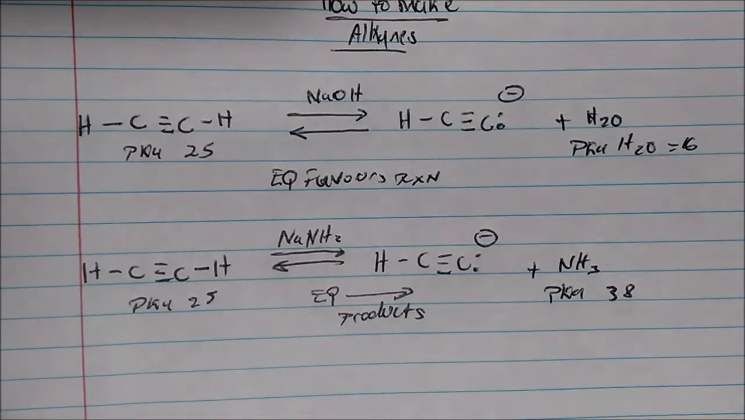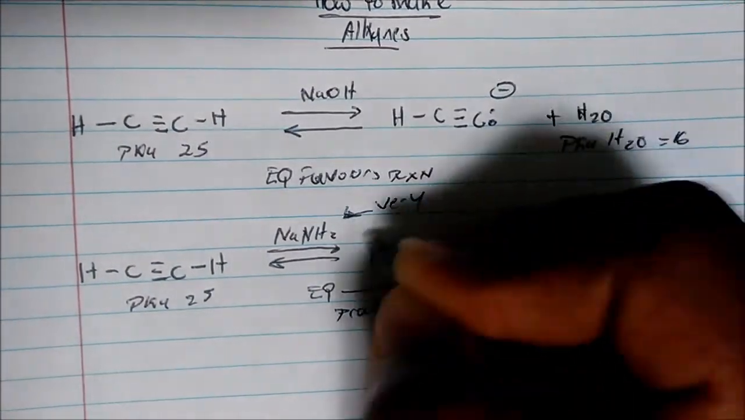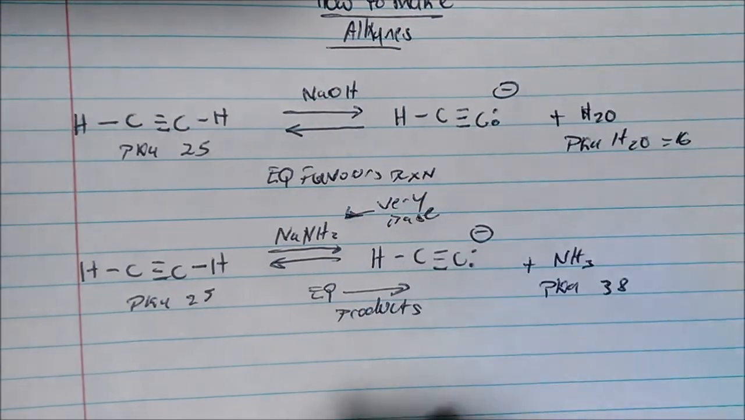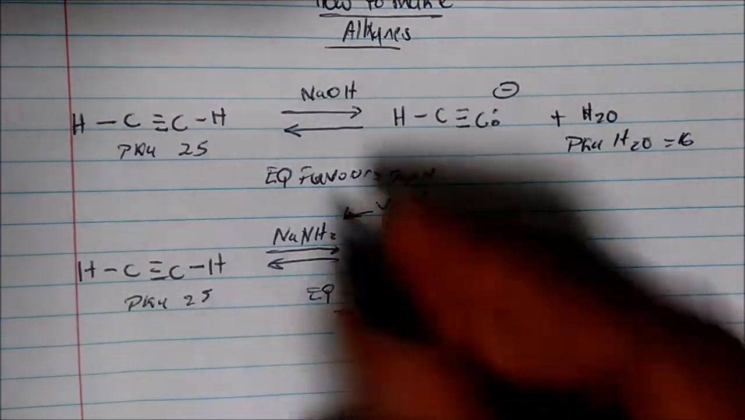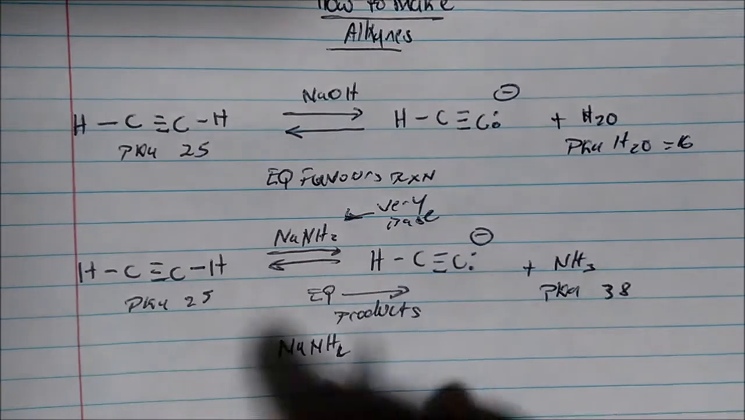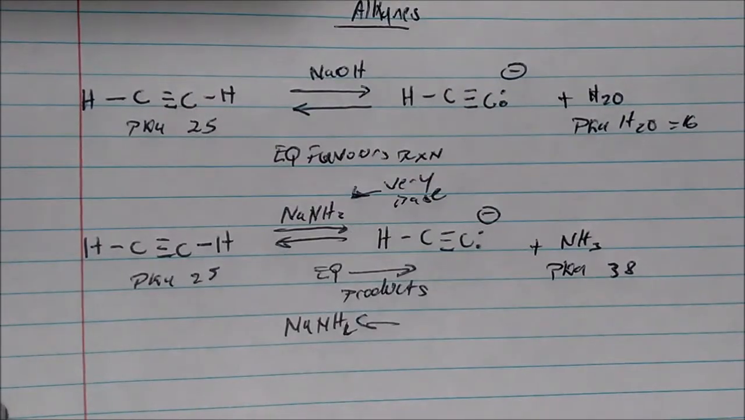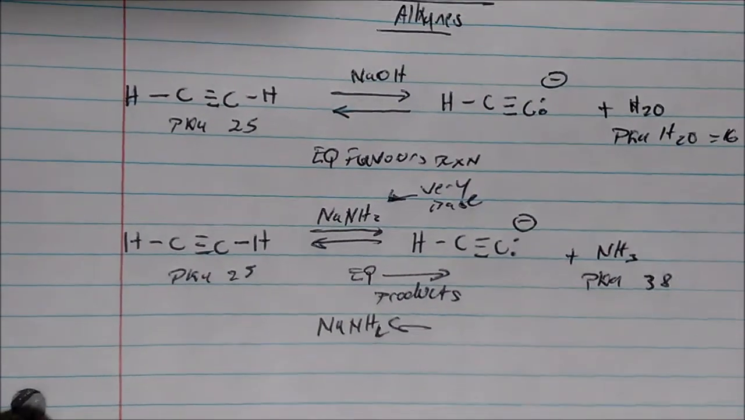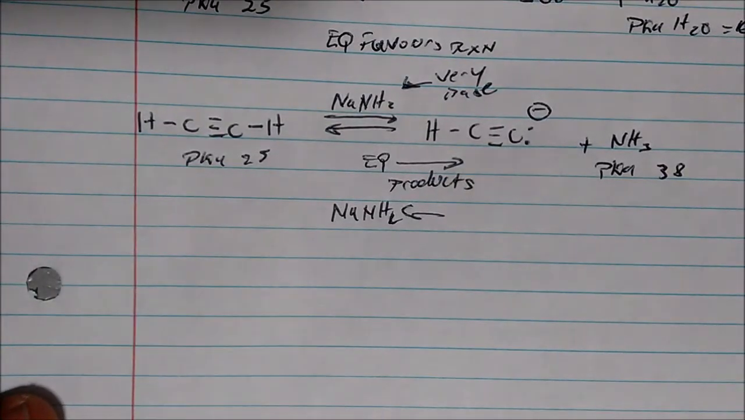So here's a takeaway. In order to make alkynes, you need a very strong base. Yes, sodium hydroxide is strong, but it's not strong enough. So sodium amide, NaNH2, is your go-to guy. This will get the job done. So let's talk about how to make alkynes.